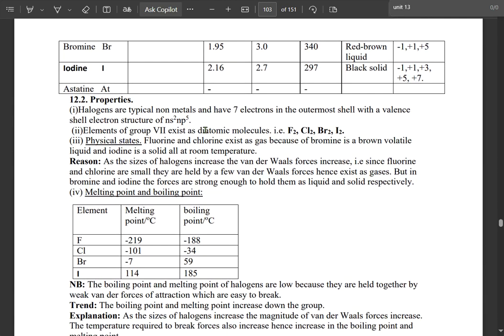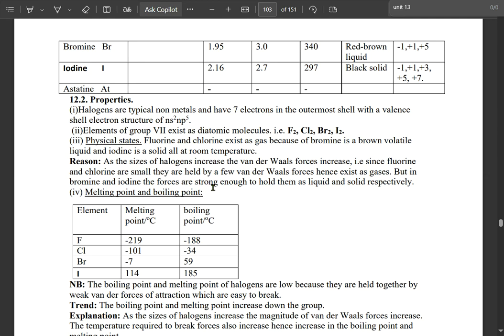As we continue with the properties, we see that the elements in group 17 exist as diatomic molecules. You observe it as fluorine, chlorine, bromine and iodine. Even though they are not the same, all of them exist as diatomic molecules, which means that they exist in a combined state. You can never find one in a single state. They all form molecules; they don't have monoatomic structures.